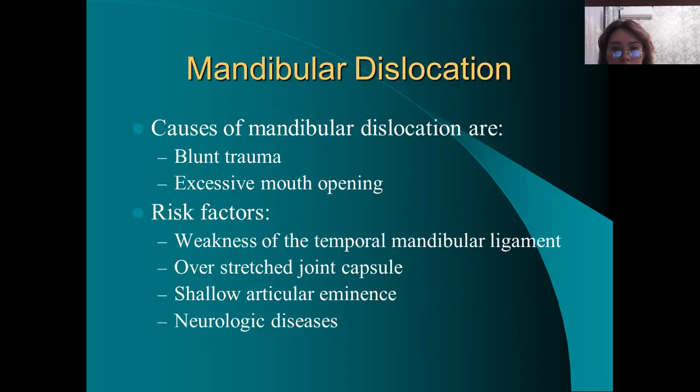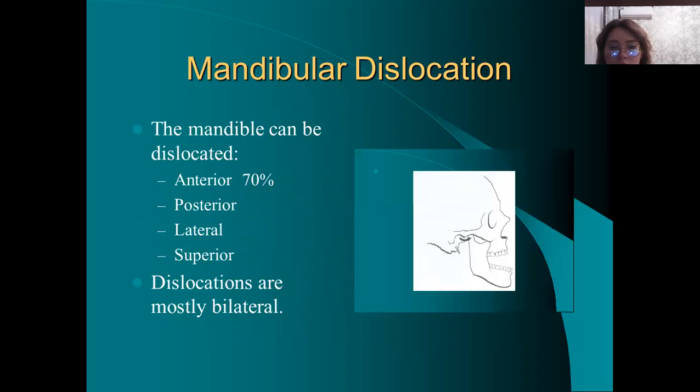Mandibular dislocation. Causes of mandibular dislocations are blunt trauma and excessive mouth opening. Risk factors: weakness of the temporomandibular ligament, overstretching of the joint capsule, shallow articular eminence, neurologic disease. The mandible can be dislocated anterior 70%, posterior, lateral, superior. Dislocations are mostly bilateral.